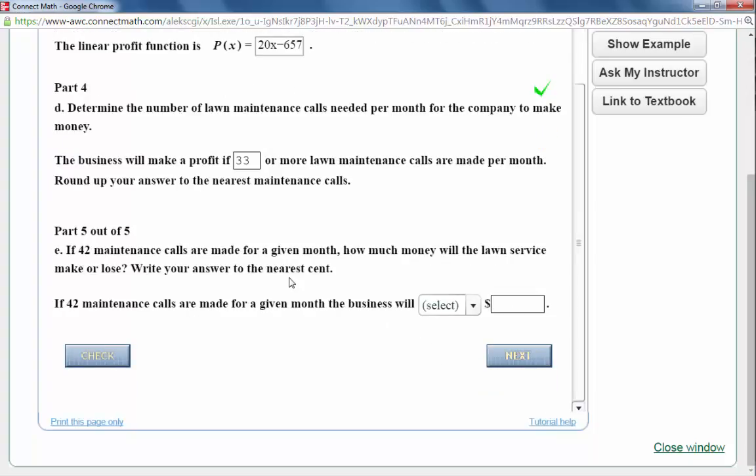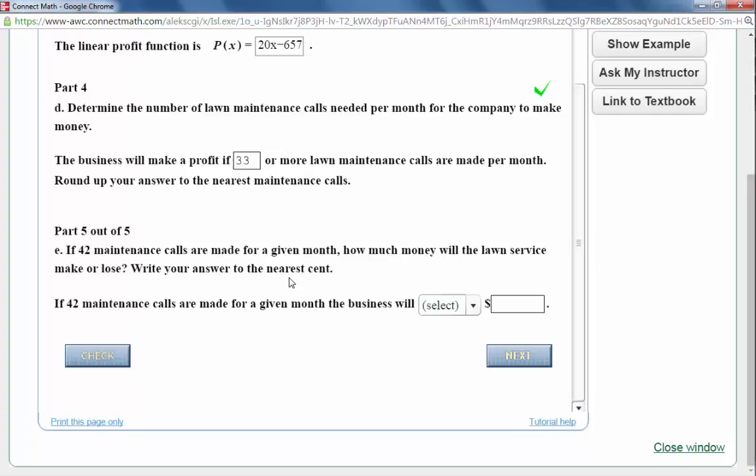Good. Next, you did better than 33. You took maintenance calls of 42. How much money are you going to make or lose? First of all, are you going to make money or lose? You can determine this in 2 seconds. If you answer 42 calls and service 42 lawns, are you going to make or lose money? Because 33 is almost your break even or more. You're making a few dollars. So 42 definitely will make you some money.